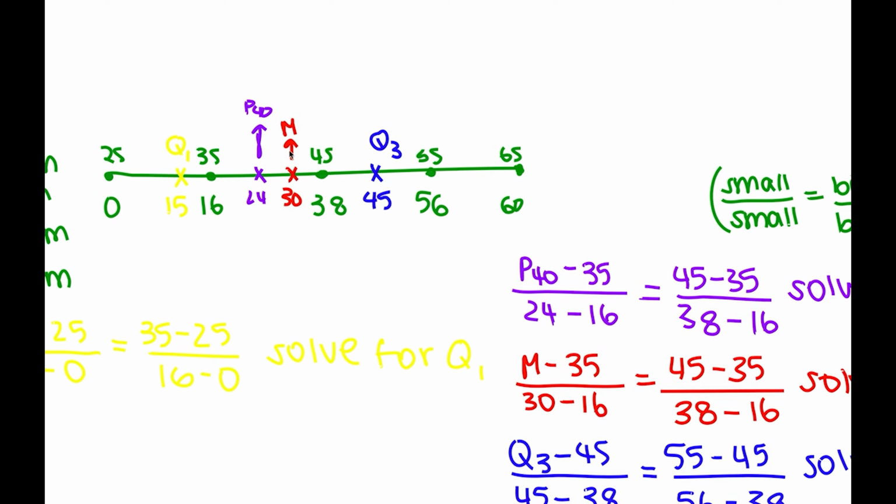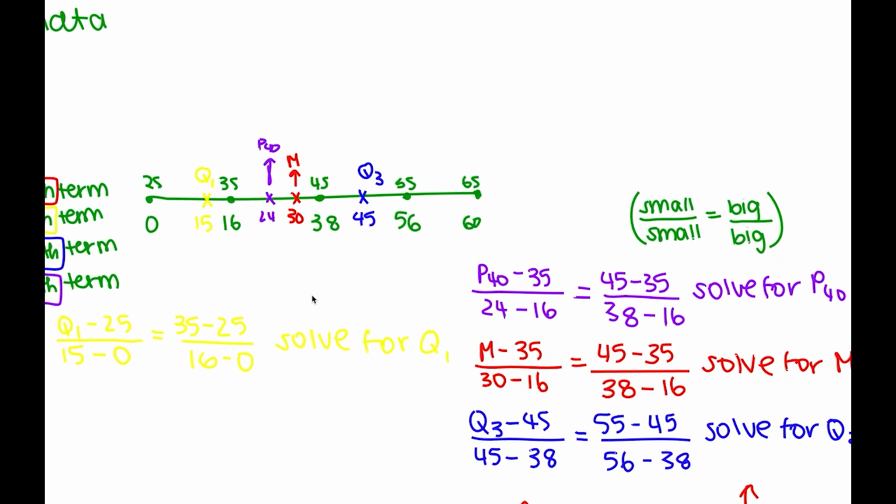For the median, you do m minus 35 over 30 minus 16 is equal to 45 minus 35 over 38 minus 16. Same thing for Q3, you do Q3 minus 45 over 45 minus 38 is equal to 55 minus 45 over 56 minus 38. Then you solve for the values.